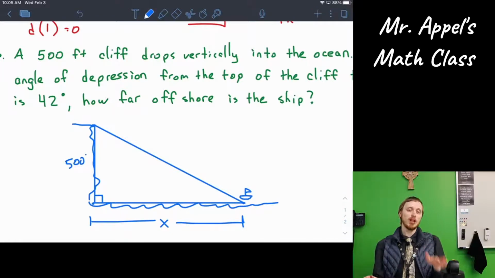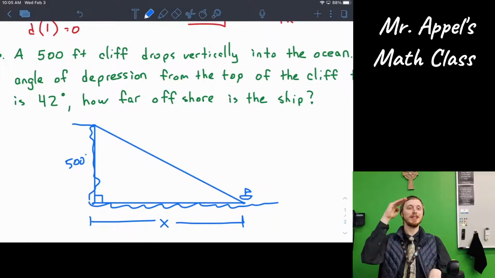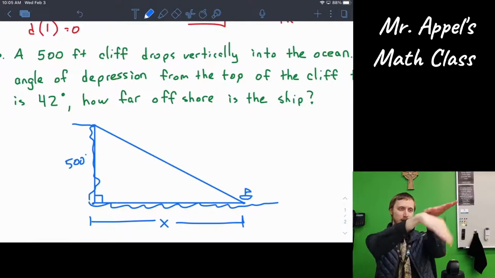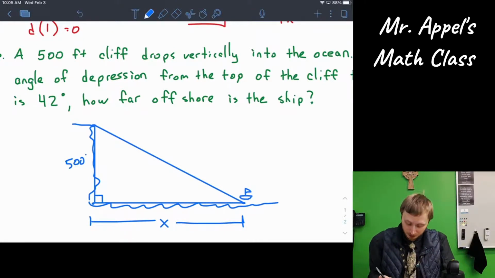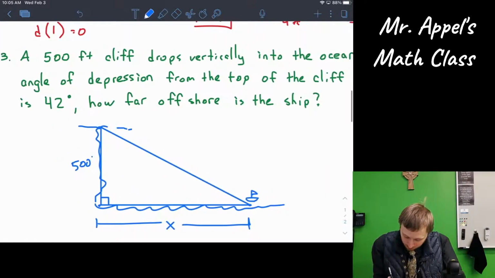Angle of depression. Depression means you're down. So an angle of depression means measured down from the horizontal. You go from horizontal downwards. So we're looking at something from horizontal at the top of the cliff down. So it's this angle right here that is our 42-degree angle.